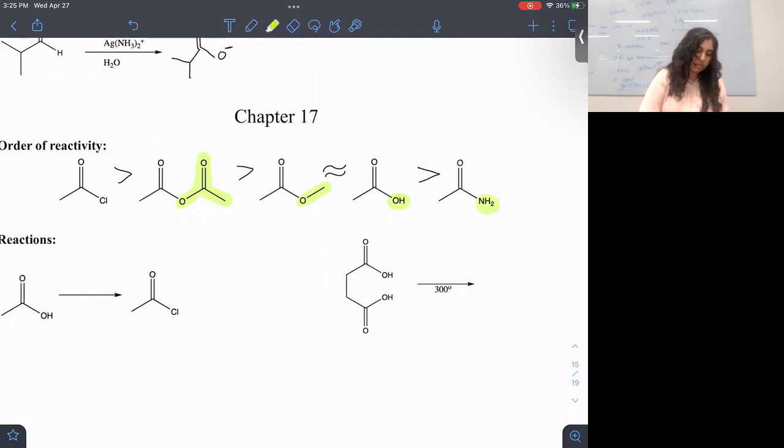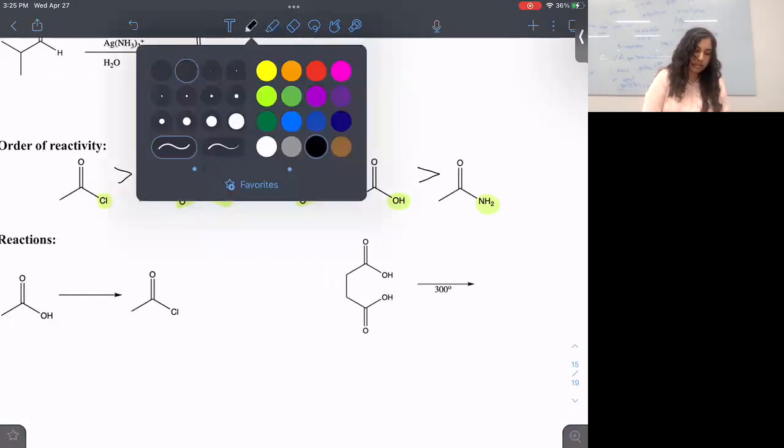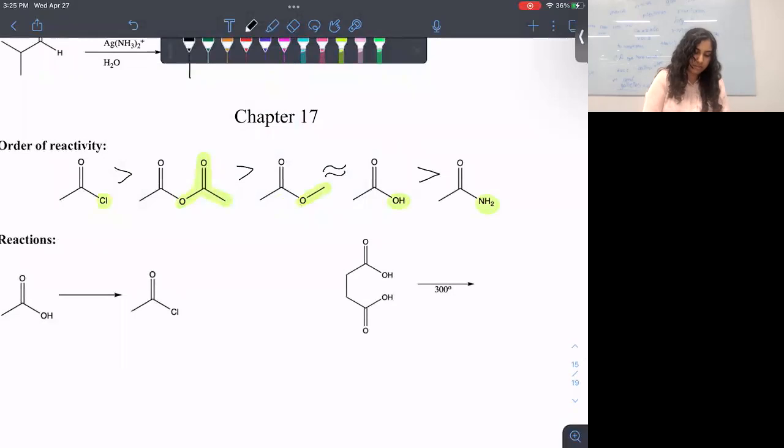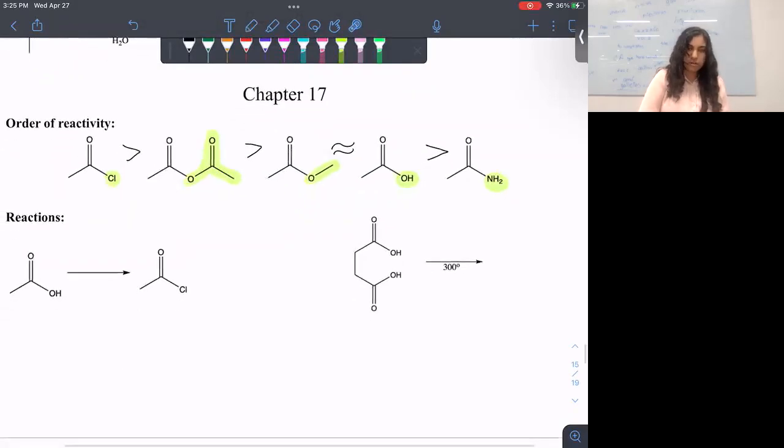The other thing you need to keep in mind is the ease of reactivity. It's much easier to react going from more reactive to less reactive. So it's very easy going from an acyl chloride to an amide, but going from an amide to an ester is very, very difficult and will give you just terrible yields. So you don't really go upstream of this order.